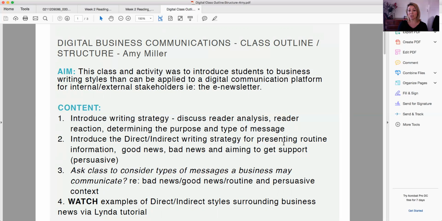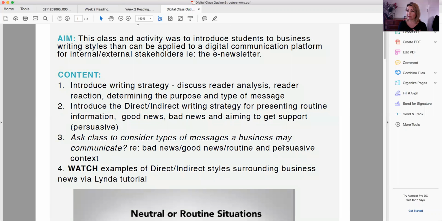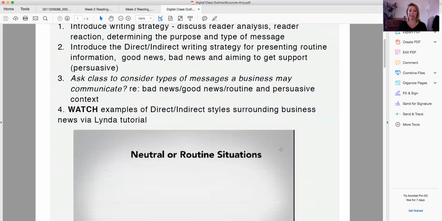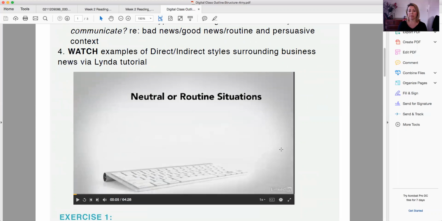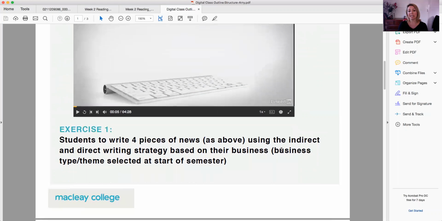So then the students responded by sharing some ideas in relation to that, and then we had a look at the Lynda tutorial that more or less confirmed what direct and indirect writing was all about, and some of the business examples that businesses could share. So as you can see, there's just a little excerpt from the Lynda tutorial that we then watched after a number of points. Then the first exercise that we got the students to do was to write 4 pieces of news based on routine news, good news, bad news, and a piece of persuasive news.